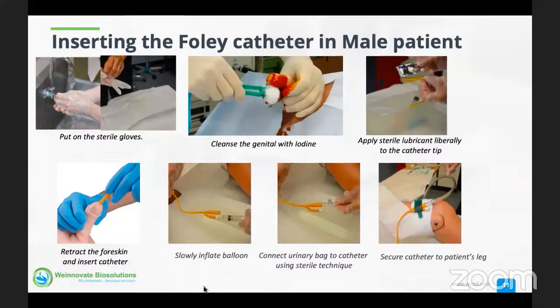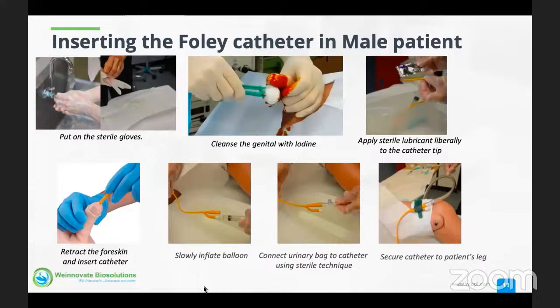Then in male patients, usually cleanse the genital and peritoneal area with warm soap water initially, rinse and dry. Then you have to wash your hands carefully, and then you open the sterilization kit or sterilized catheterization kit or all the things that you have around you. Then you wear a glove and open the sterile drape and place it onto the patient's thigh.